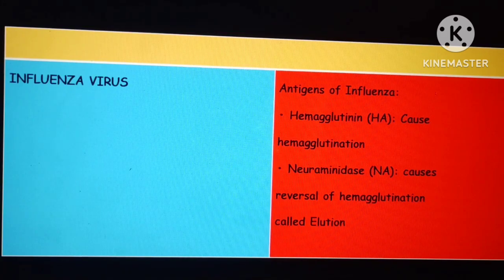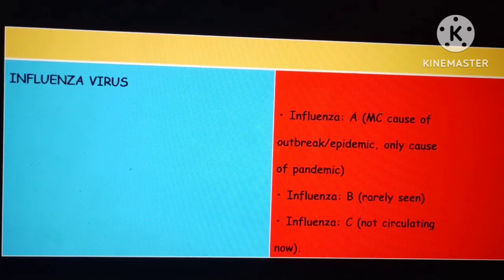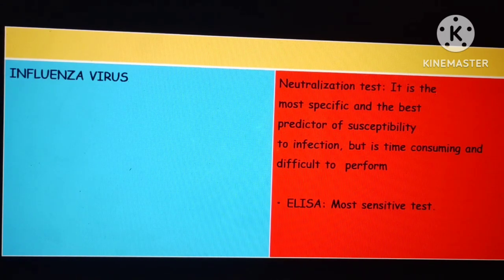So coming to influenza virus, there are two important antigens. Hemagglutinin causes hemagglutination, whereas neuraminidase causes reversal of hemagglutination. So influenza A is the most common in epidemics, outbreaks and pandemics. B is rarely seen, and C is not much present nowadays. So coming to the tests, the neutralization test is the most specific and a predictor for susceptibility to infection, and ELISA is a sensitive test. Neutralization is specific, ELISA is sensitive.